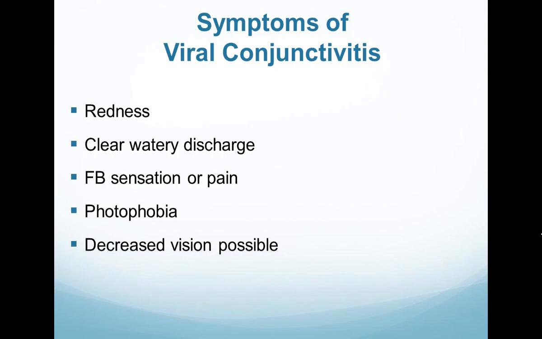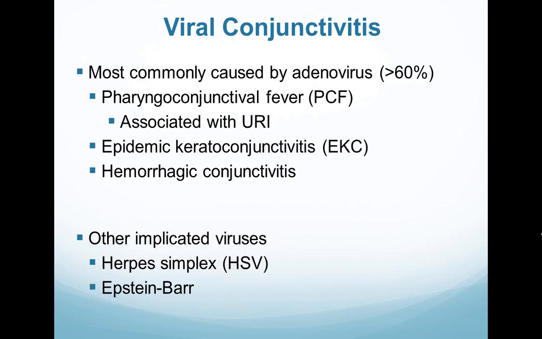Symptoms of viral conjunctivitis include redness. We all get these pretty good. Watery discharge, foreign body or pain, photophobia, decreased vision. But you know what? That applies to pretty much all of them. Bacterial also has the same thing other than maybe a more mucopurulent discharge. Allergic has itching in there, but it still has foreign body sensation, sometimes photophobia. And so really there's a lot of overlap amongst the symptoms.